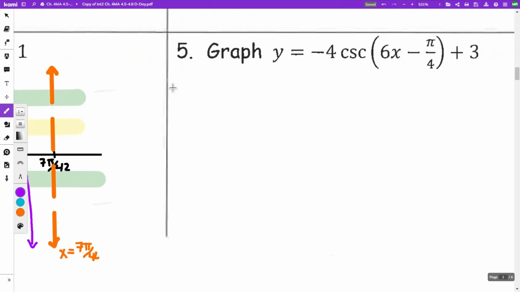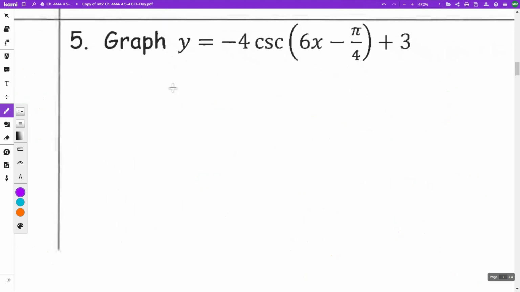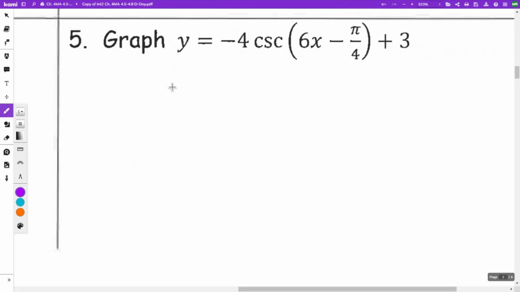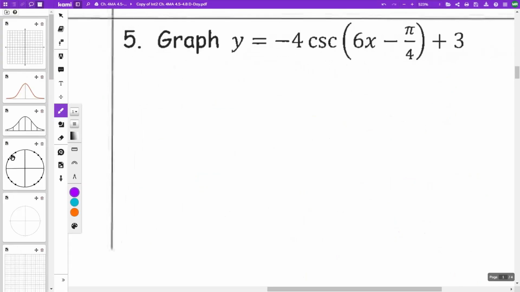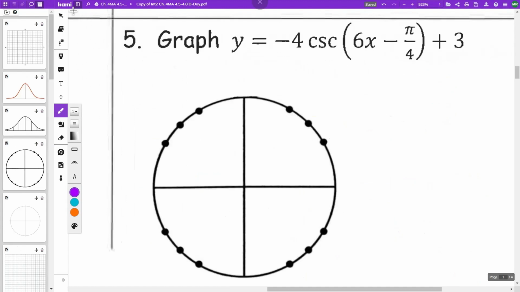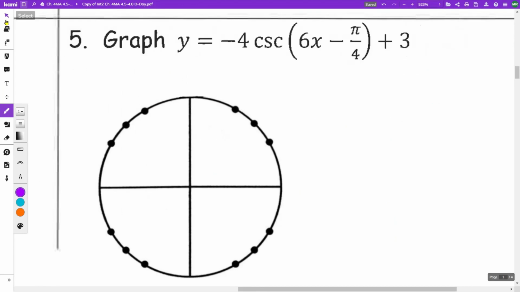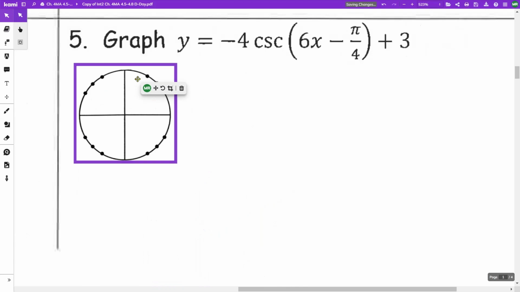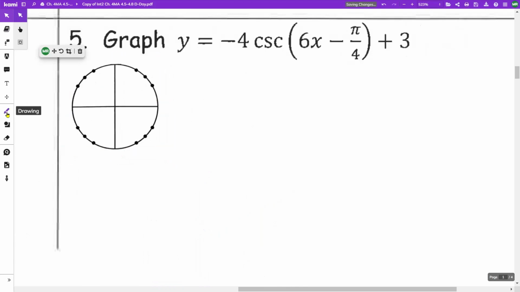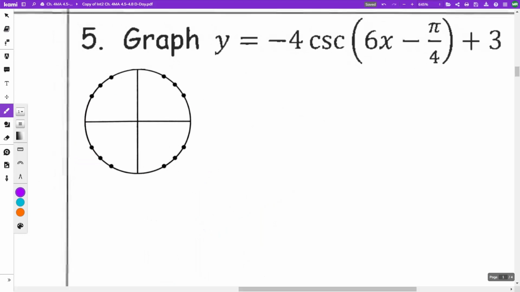For number 5, this one is a cosecant. So again, I am going to get a unit circle for myself. Okay, so let me bring a unit circle here. I like to do a lot of things from the unit circle. It just helps focus me. So when I'm talking about a cosecant, remember, C doesn't go with C, so it's the reciprocal of sine.